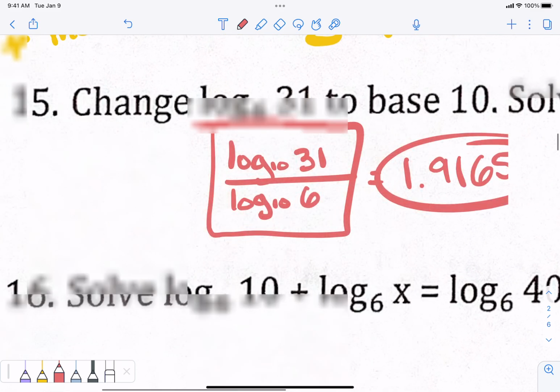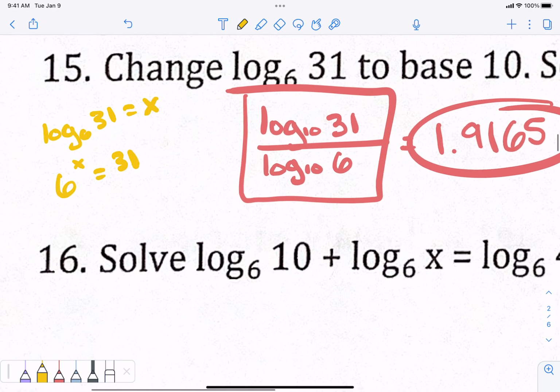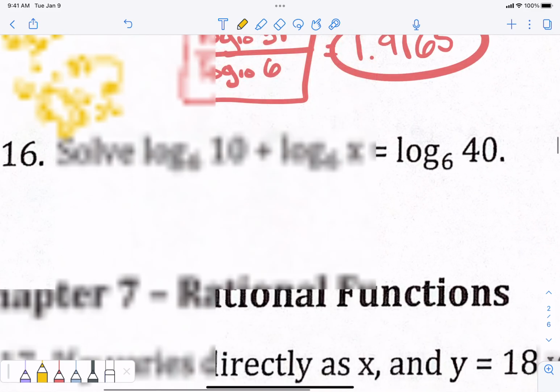Now another way to think about this is like if we do this like we did just a minute ago, where we have log base 6 of 31 equals x, this would say 6 to what power gives me 31, right? Well, I know that 6 to the first power is 6. 6 to the second power is 36. 31 fits in between there. So I know that my decimal number has to be a number between 1 and 2, right? Pretty close to 2. 1.9165. Sounds good, right? So you can kind of see, does that seem reasonable, right? Okay. All right.